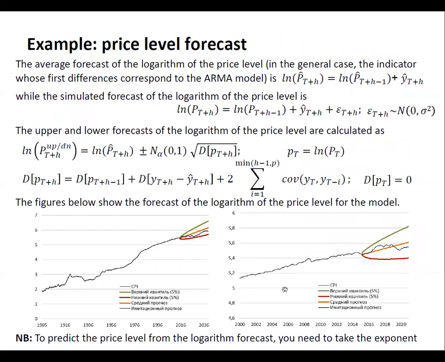Let's see how this will actually work. How to construct price level forecasts based on the forecast of the first differences. The average forecast of the logarithm of the price level, it must be noted that we have logarithmic differences here. So it will be the logarithm of the price level, corresponds to the sum of the logarithm. The logarithm of the price level forecast is the logarithm of the price level forecast for the previous period plus the average y forecast for each step ahead.